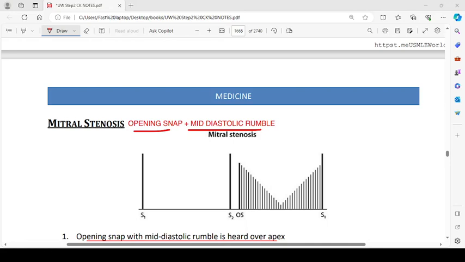So now we're going to start with mitral stenosis in part 2. In mitral stenosis, the characteristic findings on auscultation will be an opening snap and a mid diastolic rumble. This is the opening snap, and here you can see the mid diastolic rumble.